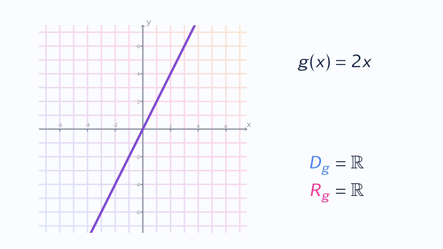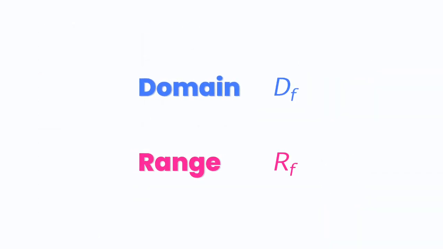This type of function, g of x equals 2x, is called a linear function. As mentioned earlier, you will learn a lot more about the domain and range for different types of functions at a later stage. For now, it's especially important to take note of how the domain is connected to a function's x values and the range is connected to its y values.